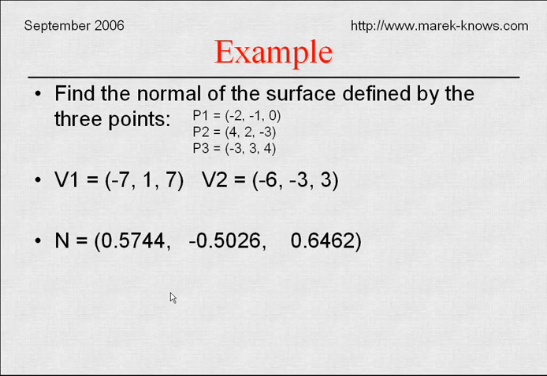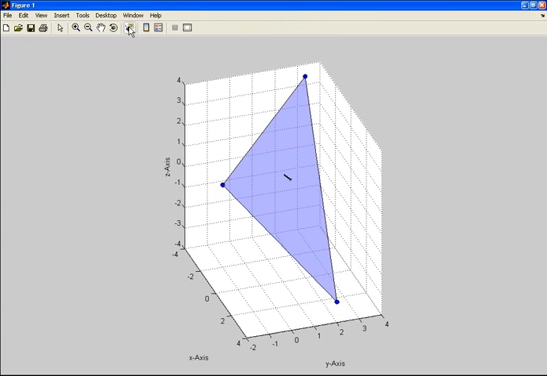Now let's take a look at the plot in 3D. Here I show you the 3 points. First point, -2, -1, 0. Second point, 4, 2, -3. And the third point, -3, 3, and 4. Calculating everything together, I got the normal, and then I drew the normal here in the middle of the face, just to show you what it looks like.